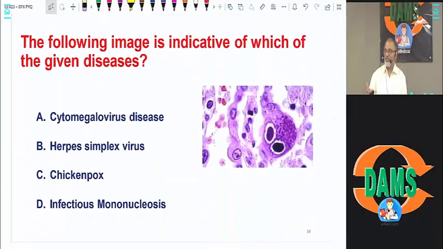Yes. People get bored. Sir, boring sir, this picture. What is it? Owl's eye appearance. Owl's eye appearance, which virus? That's all. Renal transplant, owl's eye, cytomegalovirus. That's all. Triad, remember.